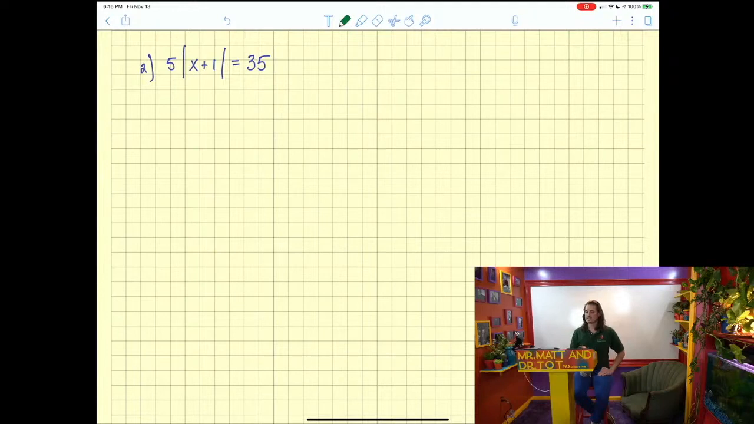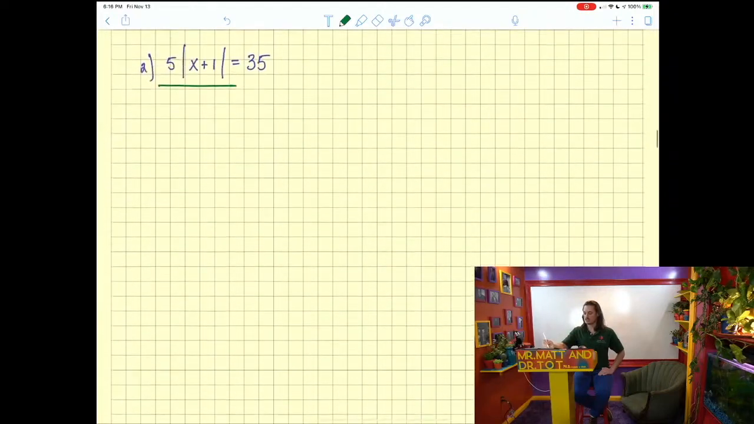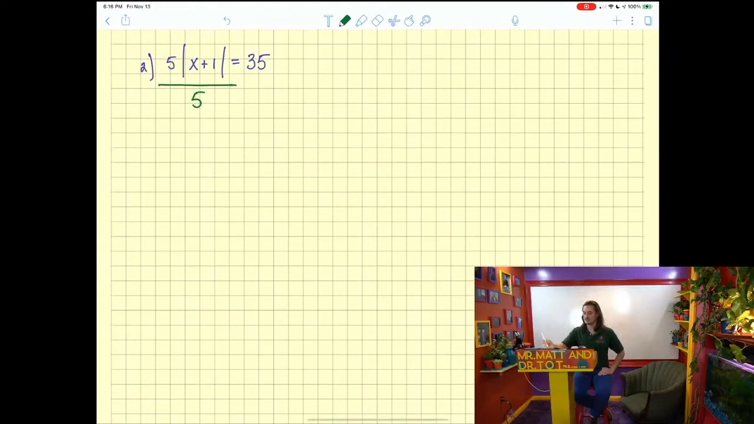Okay, so I need to get the absolute value by itself. So the first thing I'm going to do is divide the 5 away because the 5 is multiplying into the absolute value. So if I divide by 5, then that's going to cancel that leading 5 out in the numerator. And so I'm going to have the absolute value of x plus 1 is equal to 35 divided by 5 is 7.